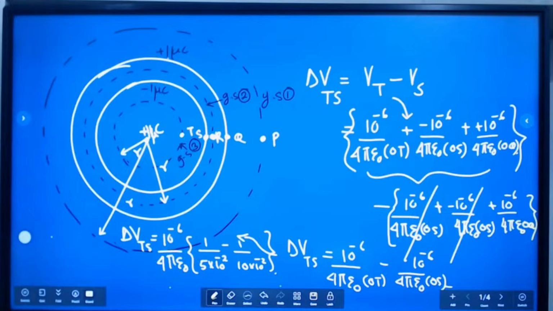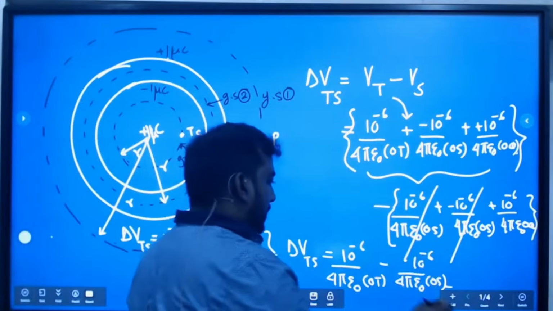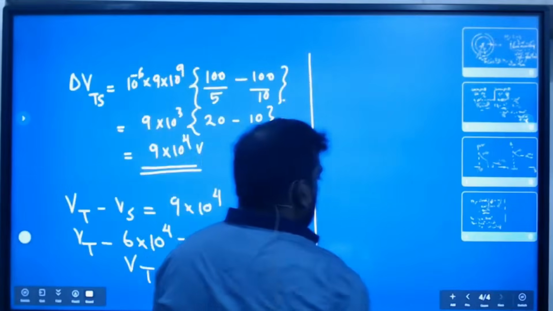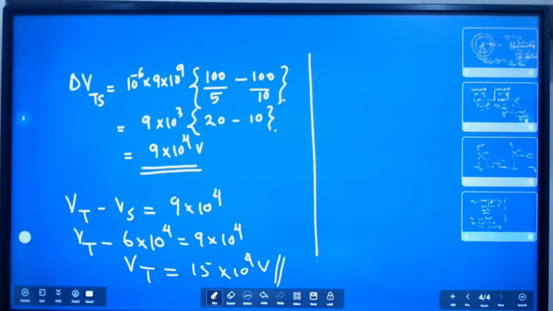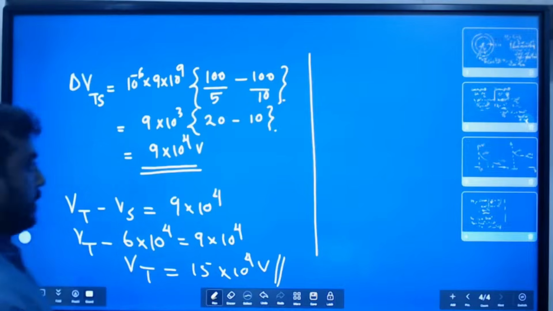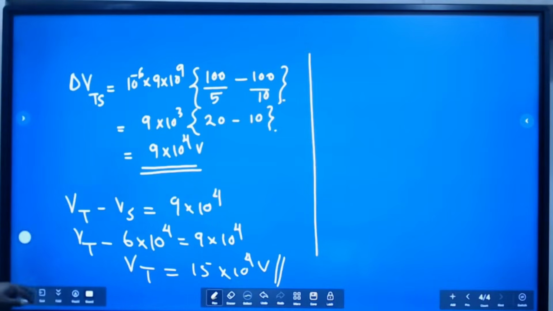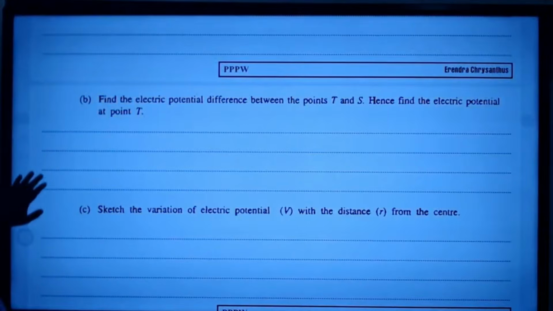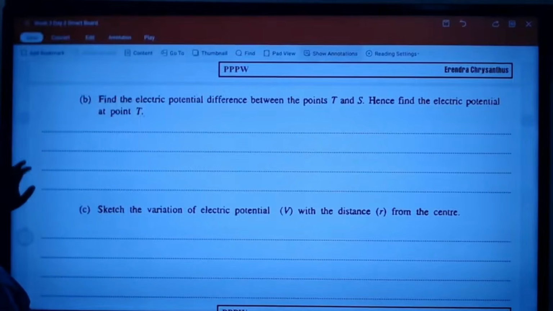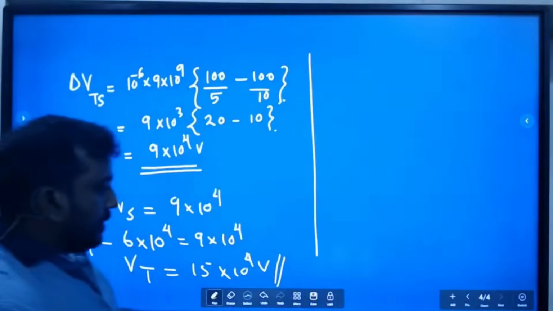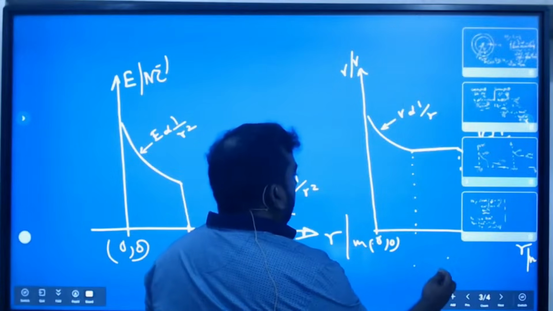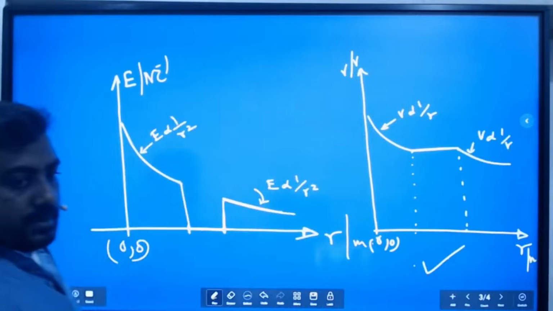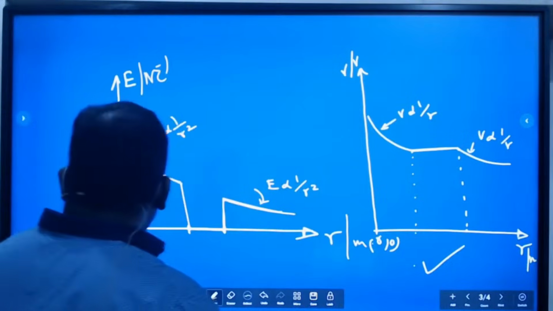You all know the theory? Theory is thought, where you learn theory. Then you have potential at T, 1.5 × 10^4. Then they ask you to sketch. We have done this. You have done that. Back on that graph I have. Okay. Then what?